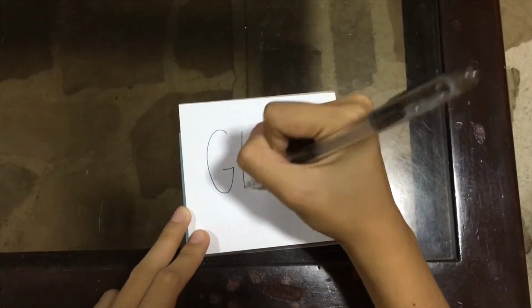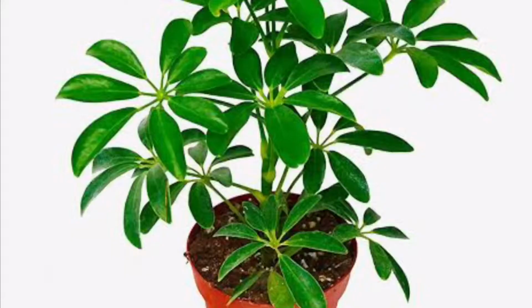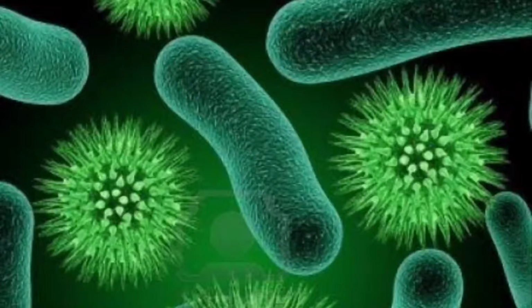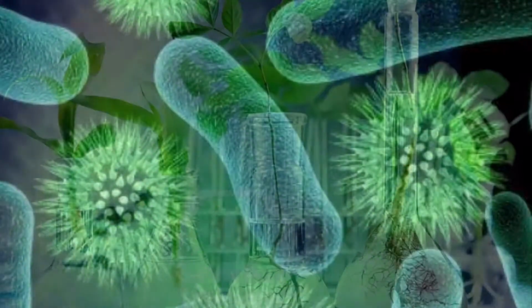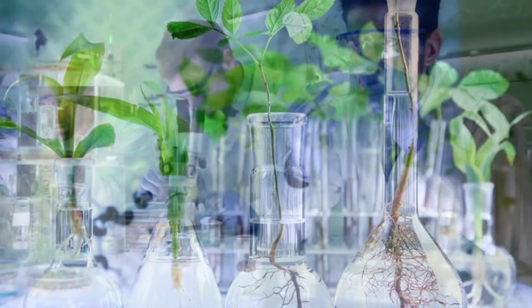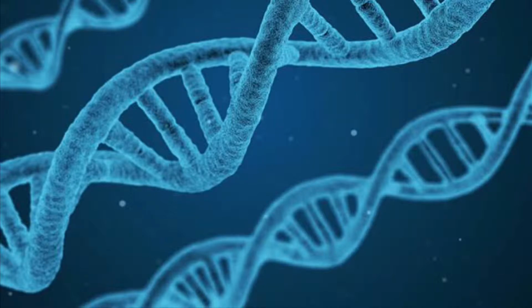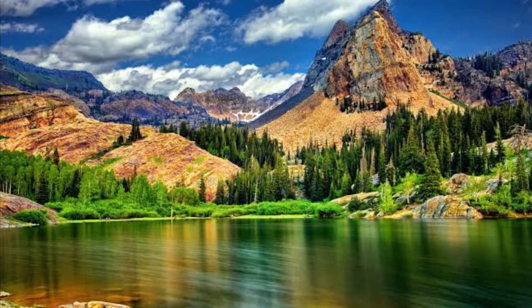What is GMO, or genetically modified organism? GMO is a plant, animal, microorganism, or other organism whose genetic makeup has been modified in a laboratory using genetic engineering or transgenic technology. This creates combinations of plants, animal, bacteria, and virus genes that do not occur in nature or through traditional crossbreeding methods.